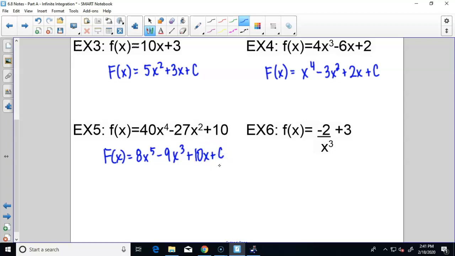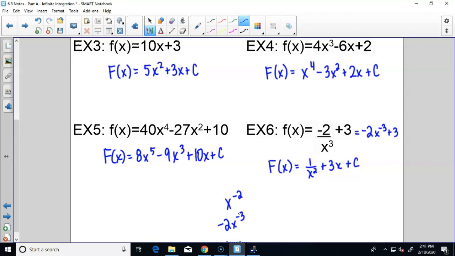Okay. Alright, before we do 6, I am going to write it like this. It's negative 2x to the negative 3 plus 3. That might help us a little bit there. What could we get for that one? Let's see. That would be, yes, because this would be x to the negative 2, and when you take the derivative of it, you get negative 2x to the negative 3.